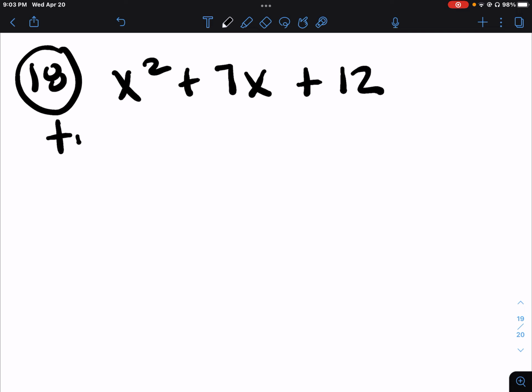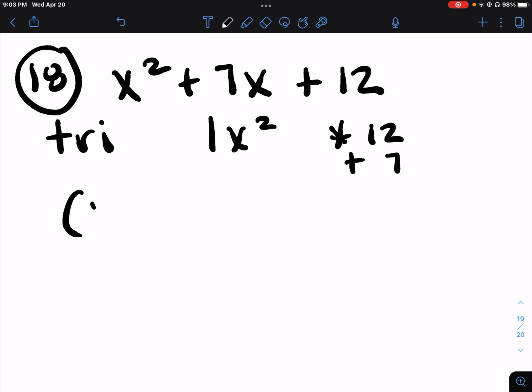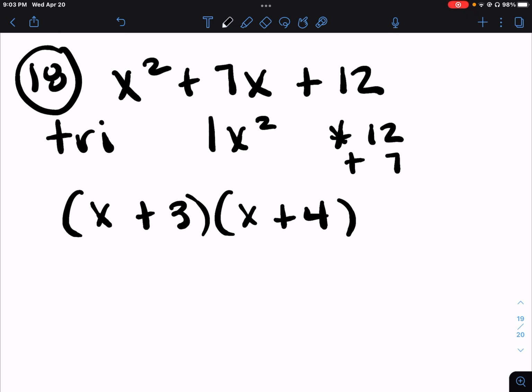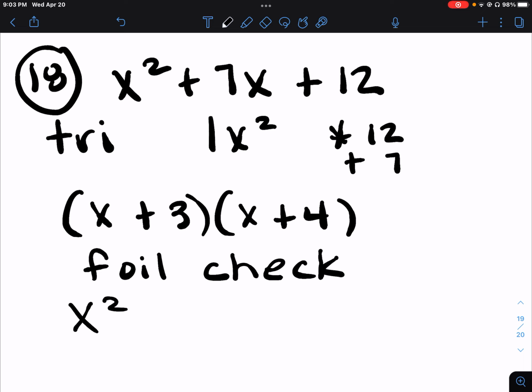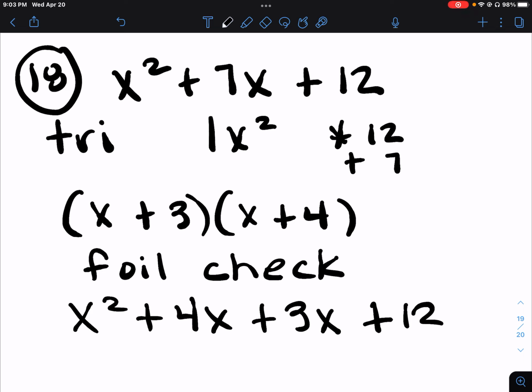This is a trinomial. Understood 1x squared, times to the last, add to the middle. x squared comes from x times x. What multiplies to 12 and adds to 7 is 3 and 4. Remember, you can check by FOILing. x times x, x times 4, 3 times x, and 3 times 4. And this 4 plus 3 gives us that 7x.